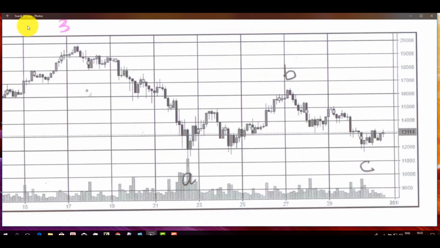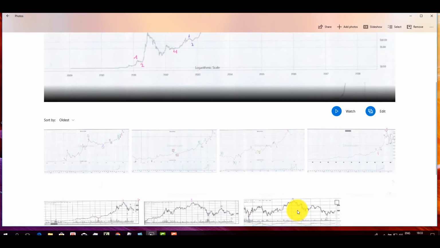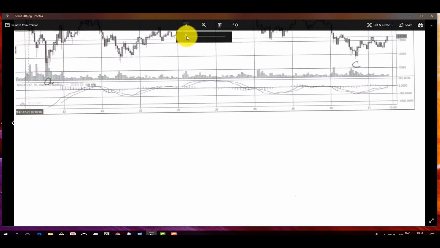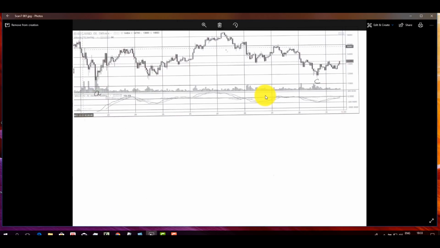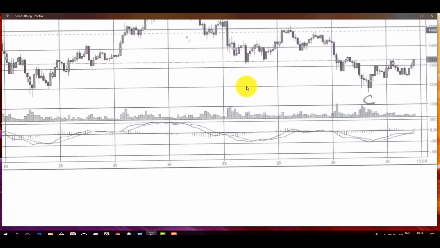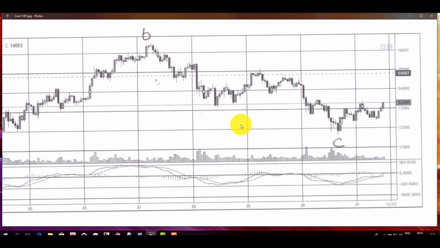Okay, so that's the sixth chart that I had for you, and we're going to go for the final one, which is right here, and that is on the hourly scale. So you saw the A, you saw the B, you saw the C, and look at the MACD. The MACD is telling us that there is momentum to push it higher.